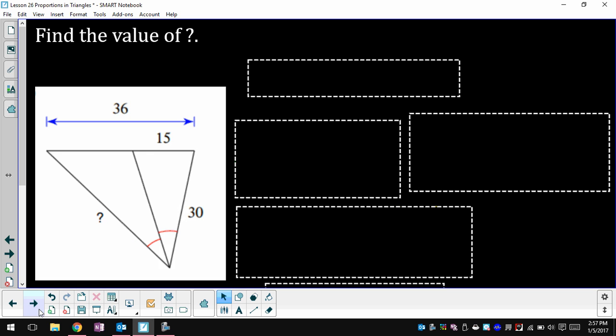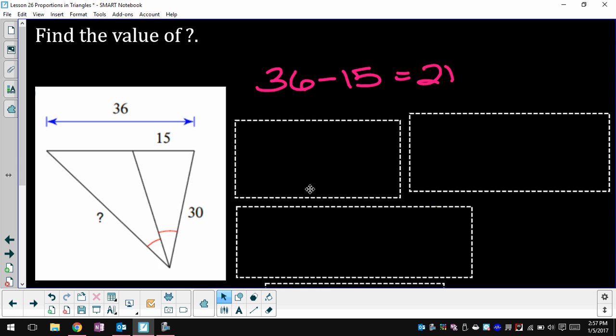So let's look at an example. Here I have one side that's question mark, the other side that's 30. One of my small pieces of the side that's broken up is 15. I need to find out what this piece is to use the relationship. So I'll just do 36 minus 15, and I'll find out that this piece is 21.